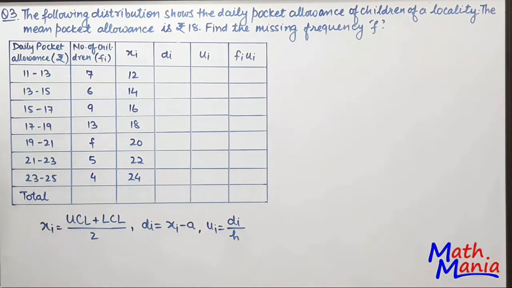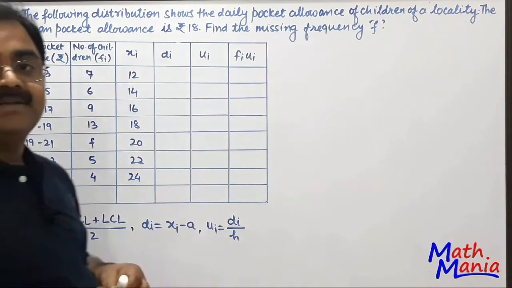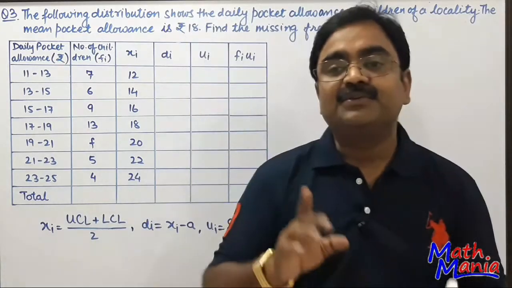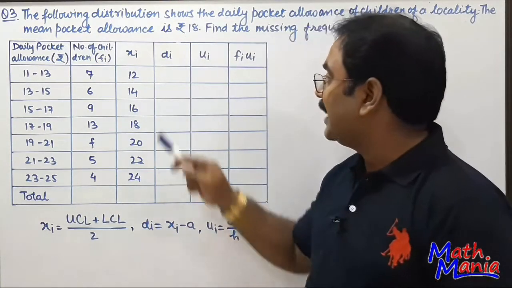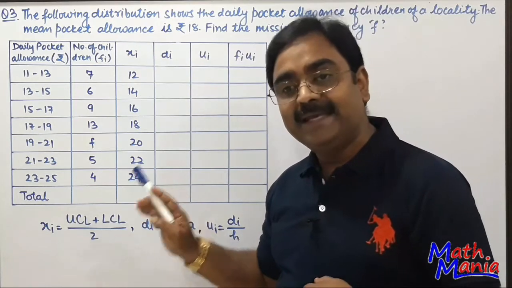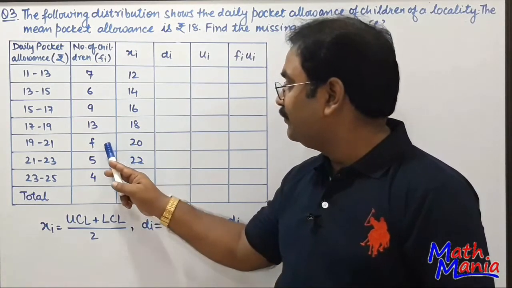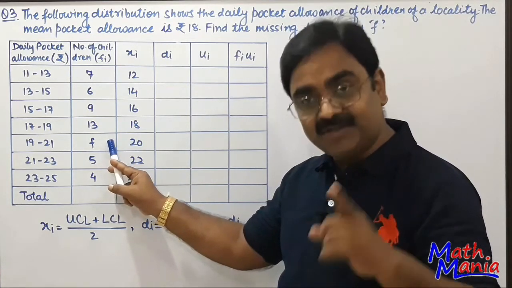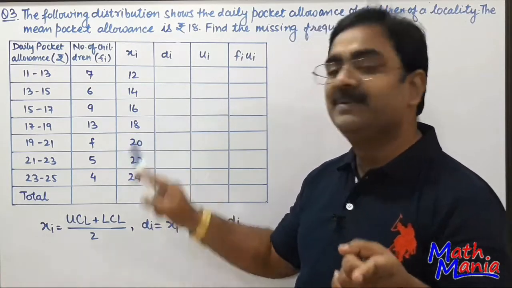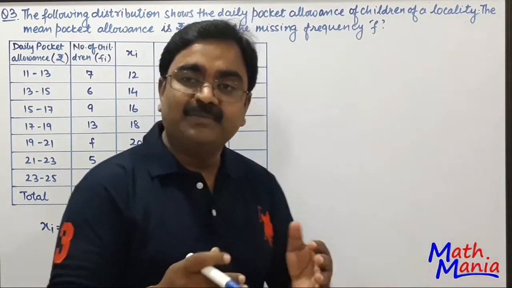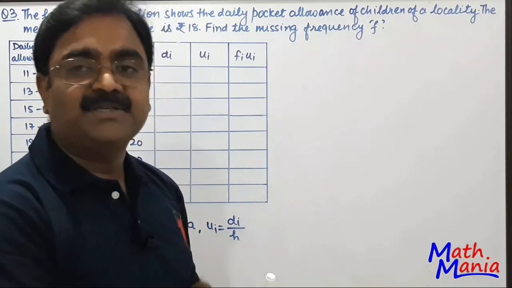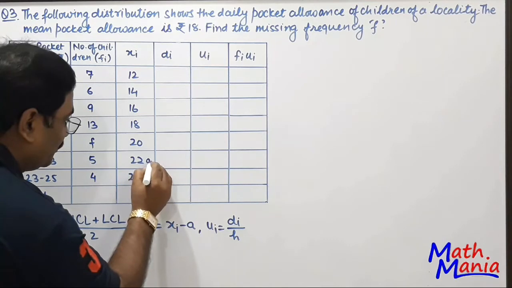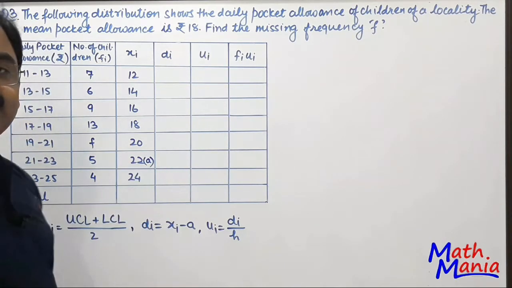Now we have to take the value of a. In this type of question, with a missing frequency, keep it in mind: always take the value of a as the class mark in front of the missing frequency. This is the missing frequency which you are going to find, so suppose the value in front of it as a. Then your calculation will be much easier, and you can easily solve this question. So here we are going to take 22 as the assumed value.